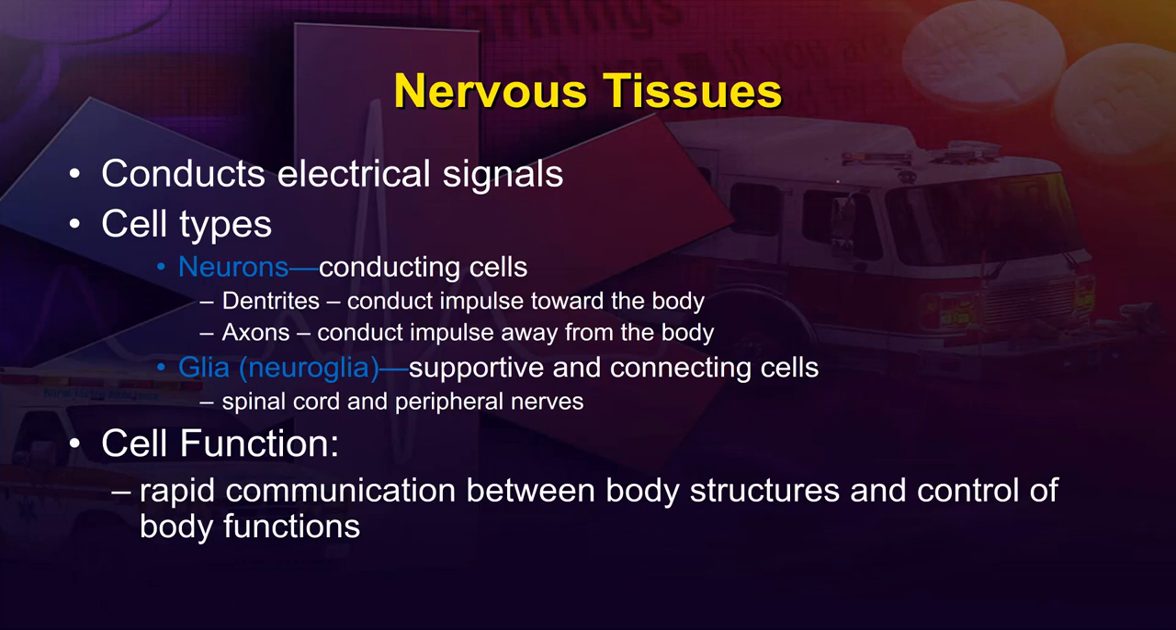Neurons have two primary portions to their overall structure: dendrites and axons. There are further structures we'll talk about when we talk about the nervous system later. Dendrites are going to generally conduct impulse towards the body of the cell, and axons are going to conduct an impulse away from the body of a cell.